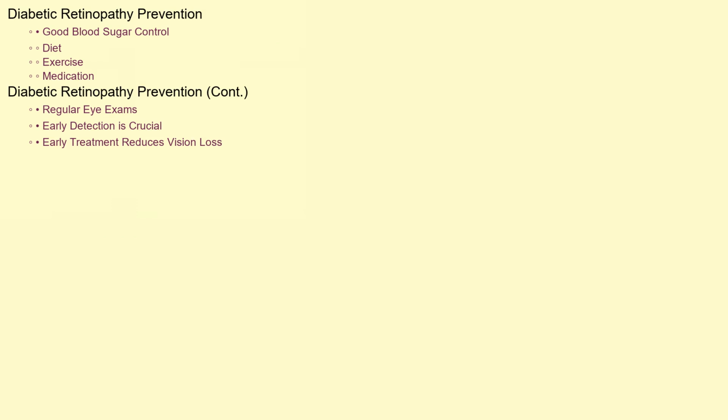Prevention is key when it comes to diabetic retinopathy. The best way to prevent or delay the onset and progression of the disease is to maintain good blood sugar control through diet, exercise, and medication as prescribed by your doctor. Regular eye exams are also crucial. Even if you don't have any symptoms, early detection and treatment can significantly reduce the risk of vision loss.